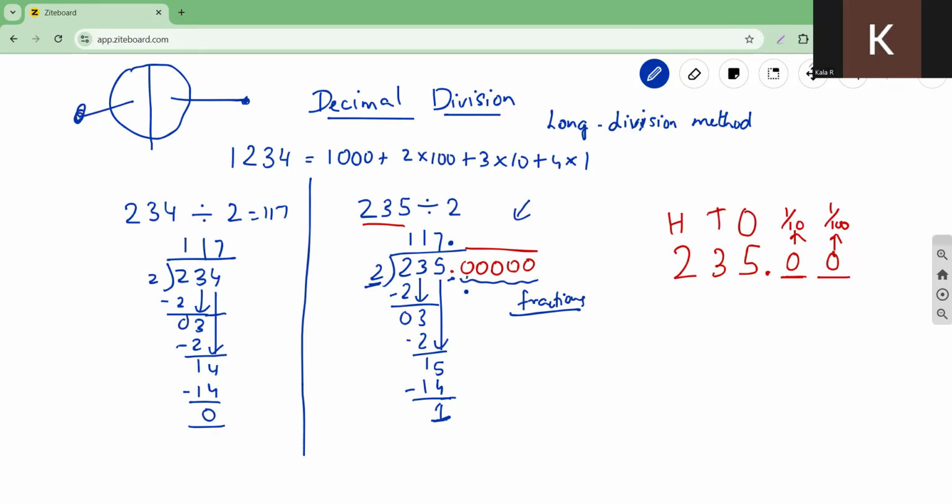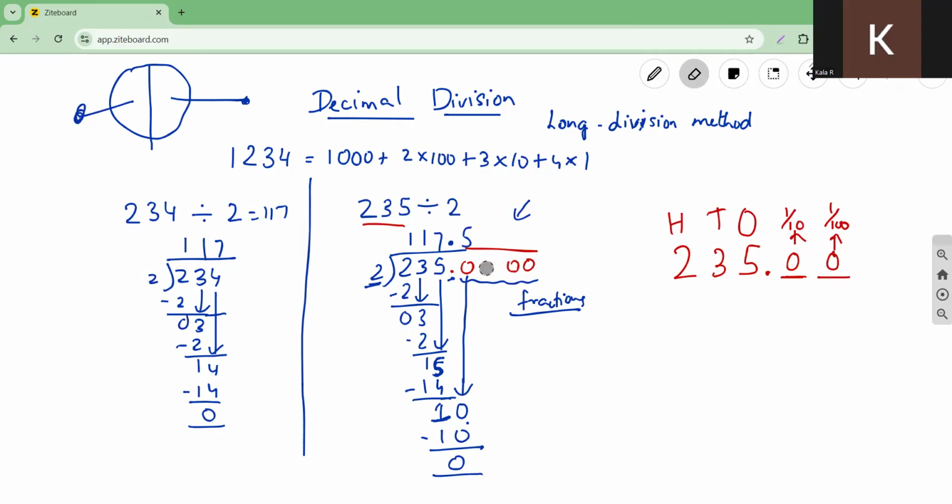After that, I take this 0 down, because I've already taken the 5, right? See, here I have taken the 5 already. The next digit that is there is 0, so I'm going to take the 0. Now this becomes a 10, right? So 2 times 5 is 10. I subtract it and I get 0. So I got the remainder 0.